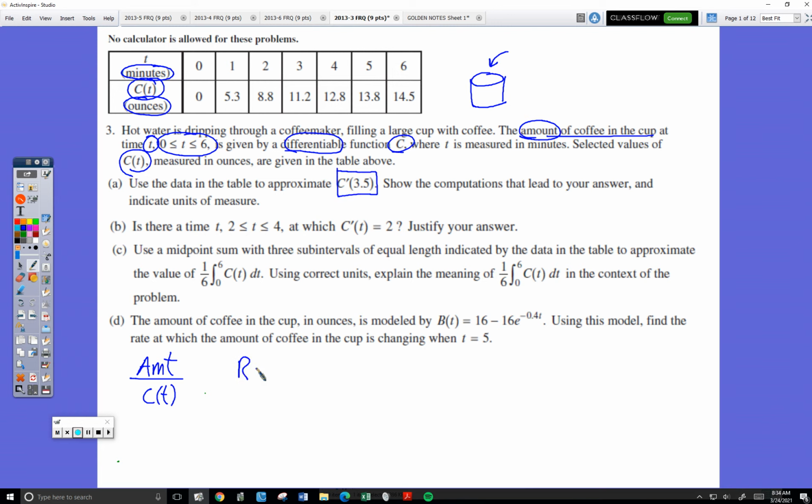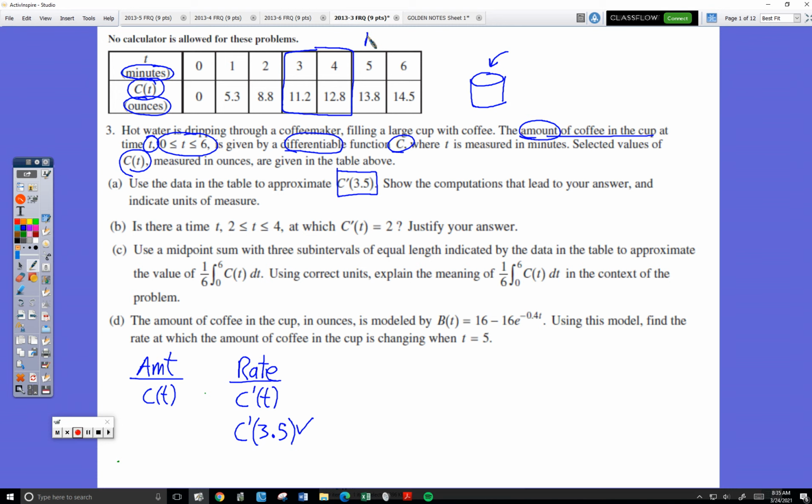If C is the amount of coffee in the cup, C prime is the rate at which that amount changes. I'm trying to find the rate at which the amount of coffee is changing at time 3.5. From a table, we cannot find how fast the amount of coffee is changing at an exact time. There's no way to do that with a table. So what we do instead is find the right time block here.